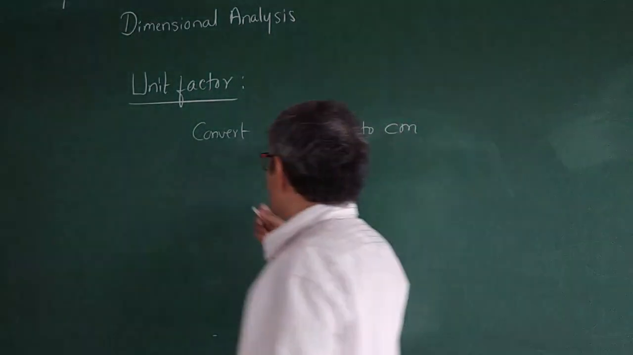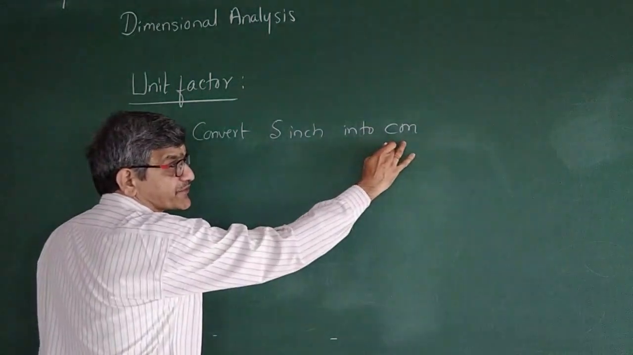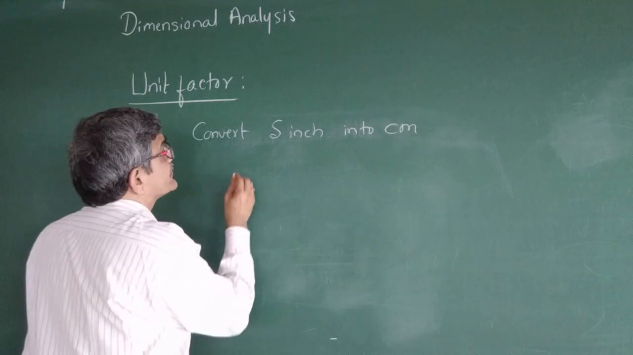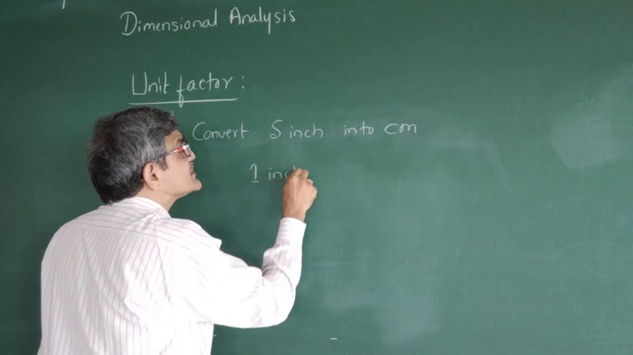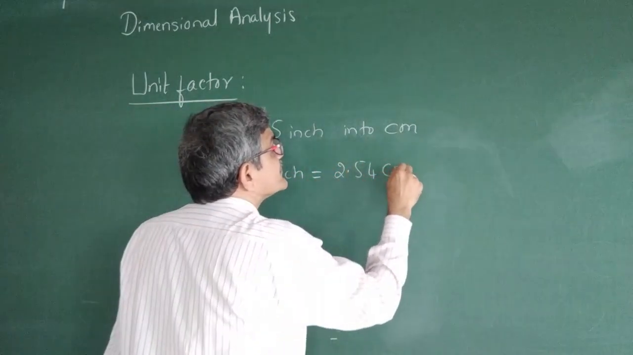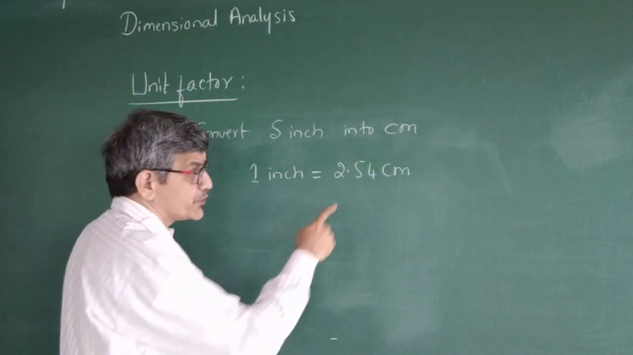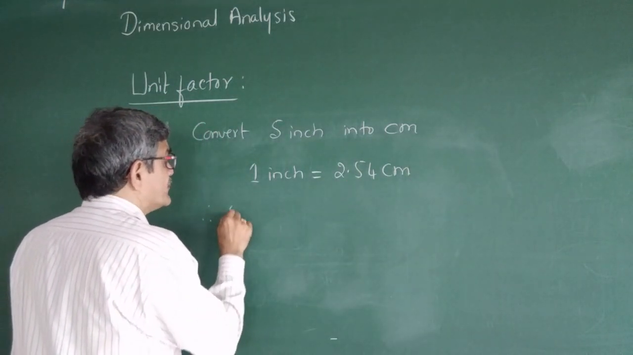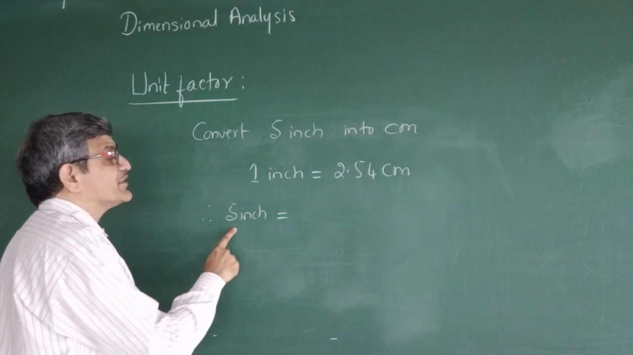Okay, so we have to convert now 5 inch into centimeter. So we want it in terms of centimeter, therefore the numerator should be centimeter. The relation is 1 inch equal to 2.54 centimeter. So we must know this relation. 1 inch is how much? 2.54 centimeter. Now therefore 5 inch equal to, now I want to convert 5 inch into centimeter.